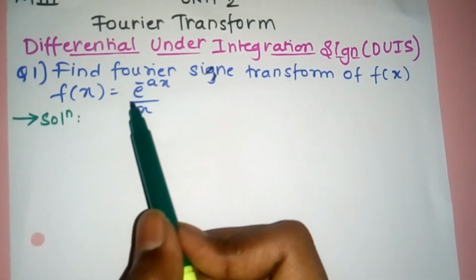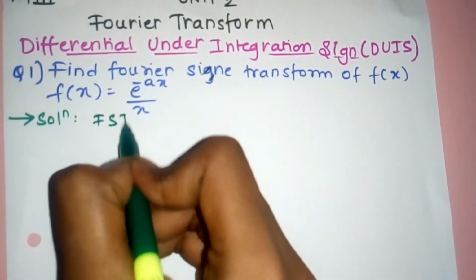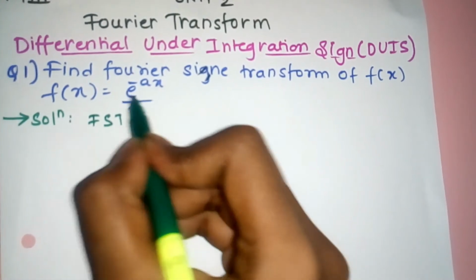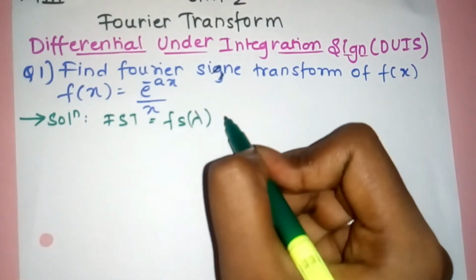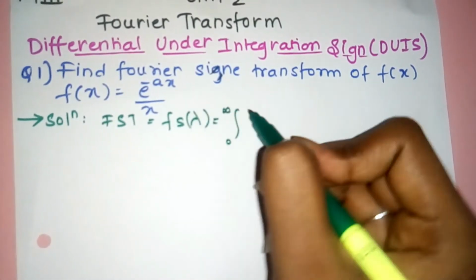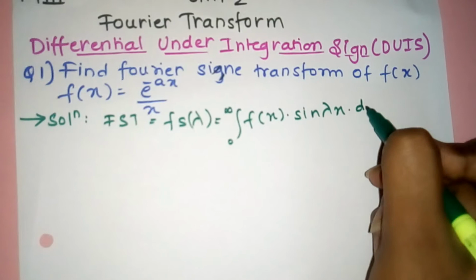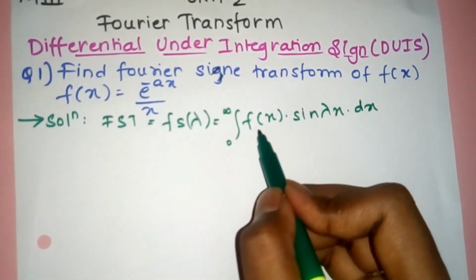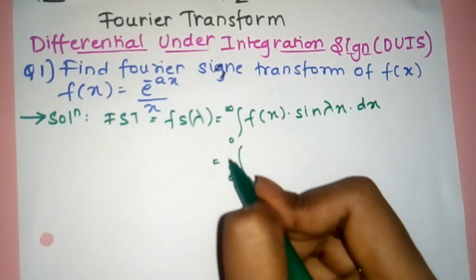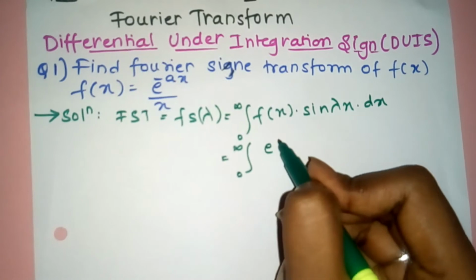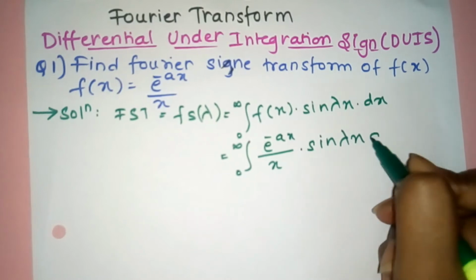So what they're telling us is to find the Fourier sine transform, that is, we have to find FST. They have given f of x, so we have to find fs of lambda. The formula is integration of 0 to infinity f of x into sine lambda x into dx. So this is the formula. Now we have to substitute the value of f of x in this place. So integration of 0 to infinity e raised to minus ax upon x into sine lambda x dx.